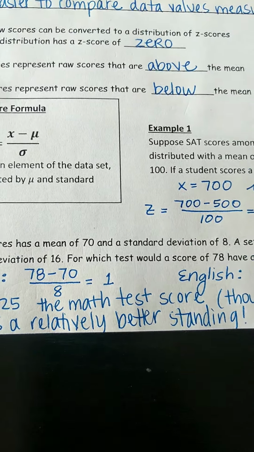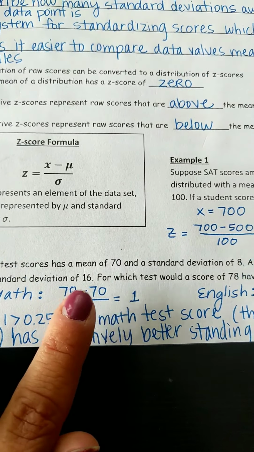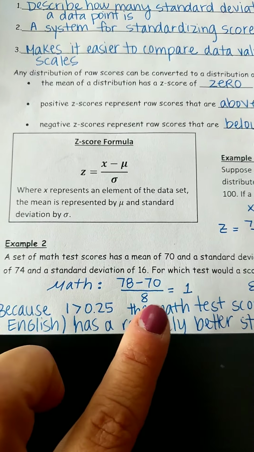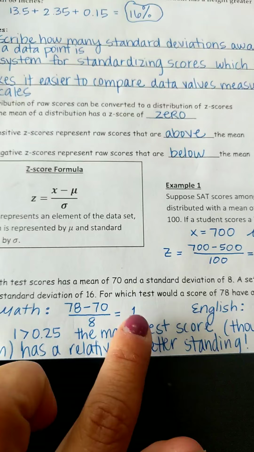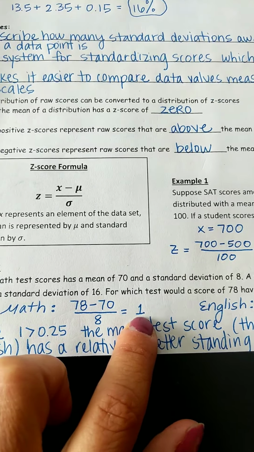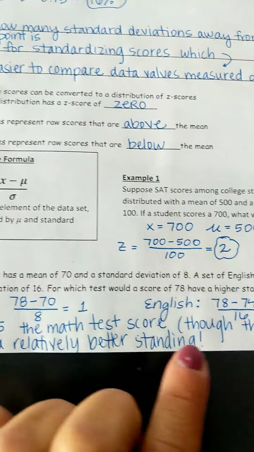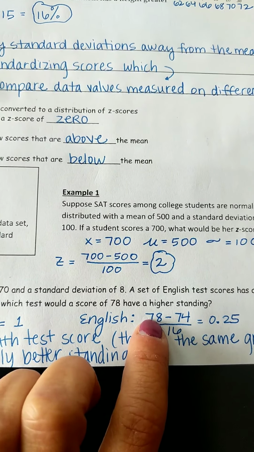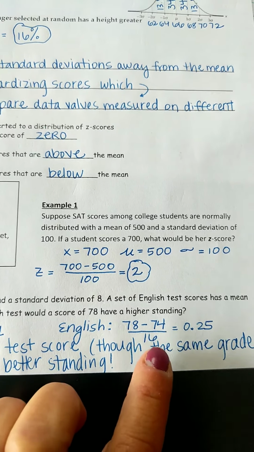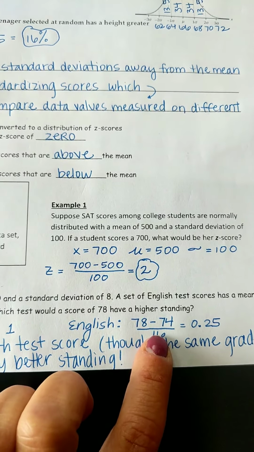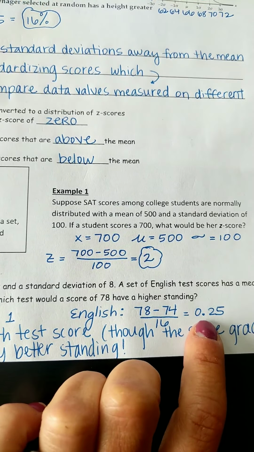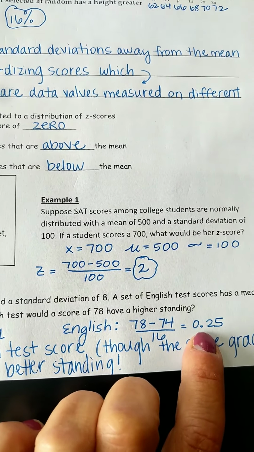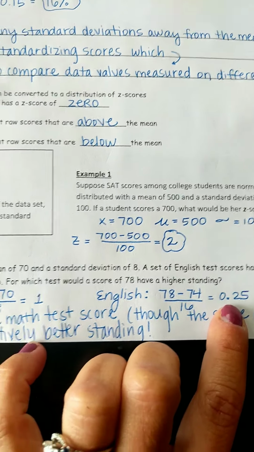So what we do is we find the z-score. So I say, okay, 78 minus that mean of 70 on math over the standard deviation of 8 gives the math a z-score of 1. Okay, so I'm 1 standard deviation above the mean. In English, that's 78 minus the average of 74 over the standard deviation of 16 gives me a z-score of 0.25, which means I'm only 0.25 standard deviations above the mean.